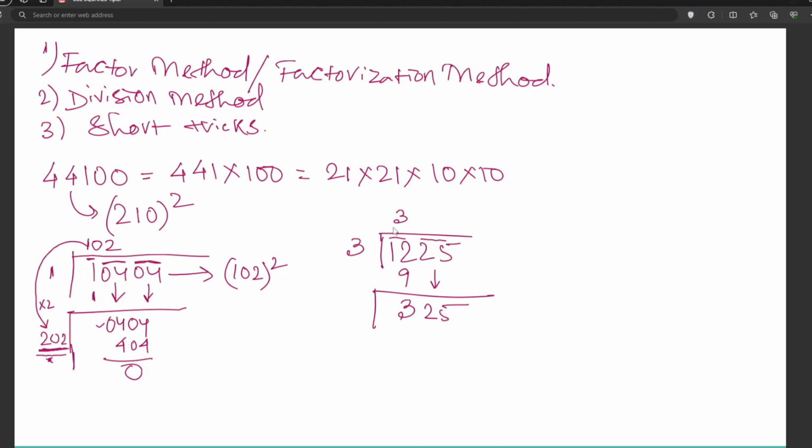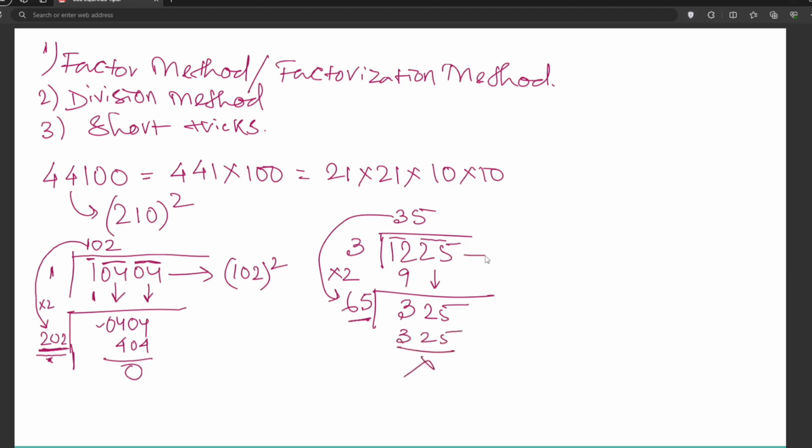Now we have to multiply this by 2. This is 6. Now if we put a digit here, only 5 can work, because multiplying 5 by 5 gives 25. So there we write 5, here also write 5, and if we multiply 65 by 5 we get 325.